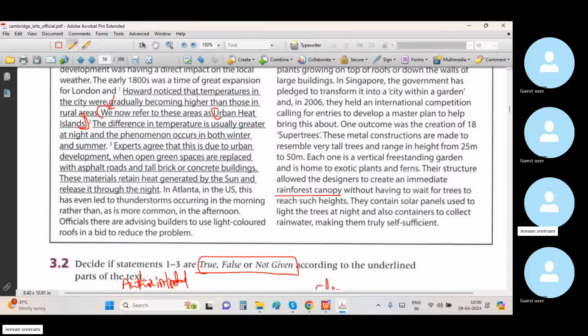Howard noticed that the temperatures in the city were gradually becoming higher than those in the rural areas. That particular temperature difference is usually greater at night, and the phenomenon occurs both in winter and summer.